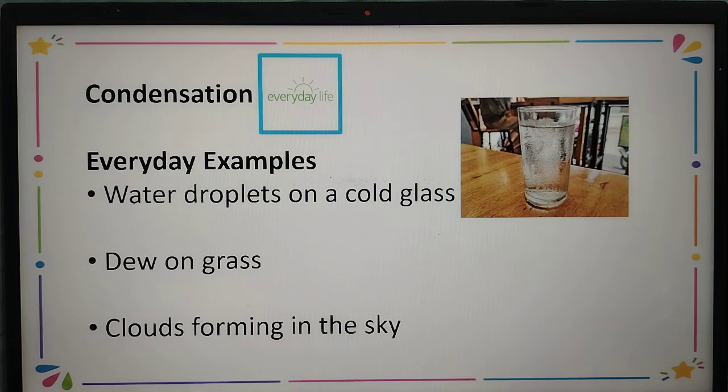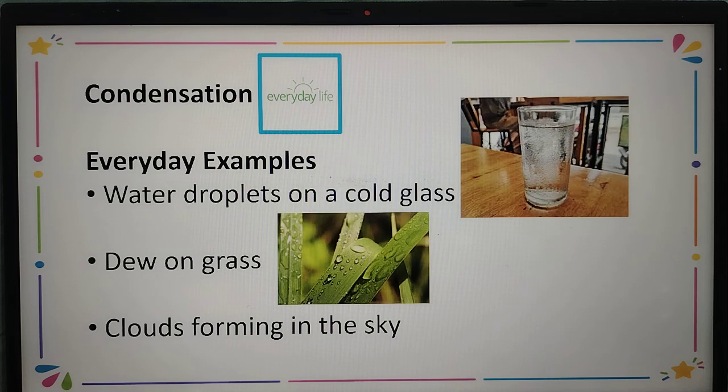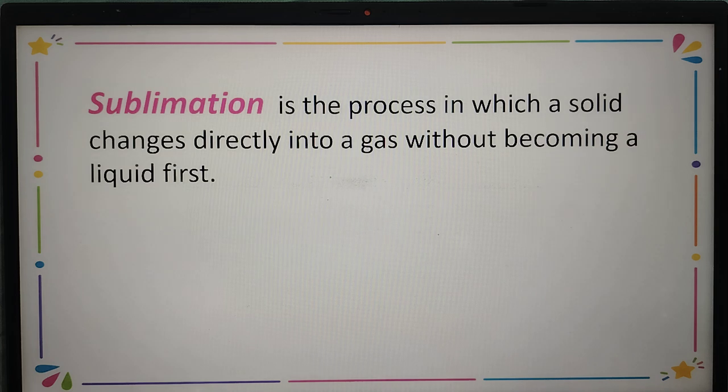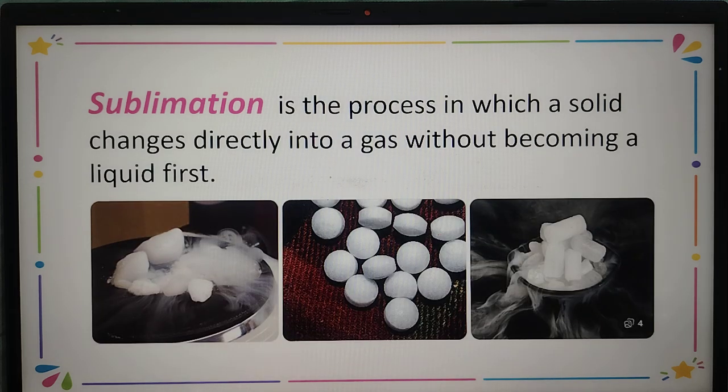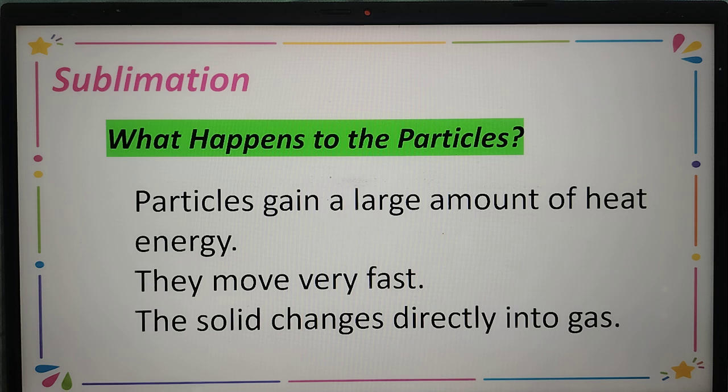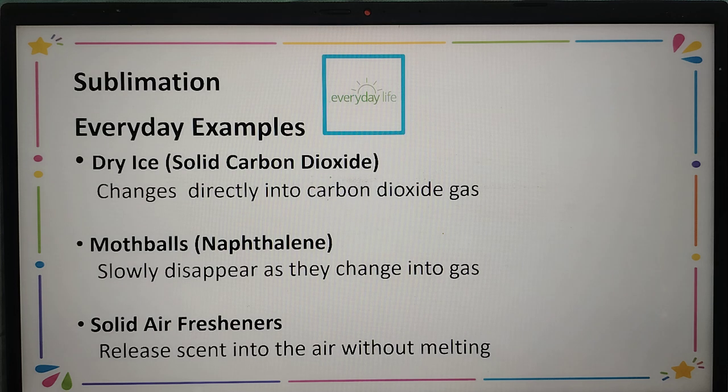Examples of condensation happening in our everyday lives: water droplets on a cold glass, dew on grass, clouds forming in the sky. For sublimation, we have a process in which a solid changes directly into a gas without becoming a liquid first. For sublimation, particles gain a large amount of heat energy. They move very fast. The solid changes directly into a gas.